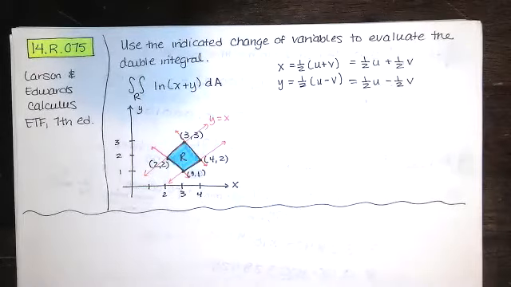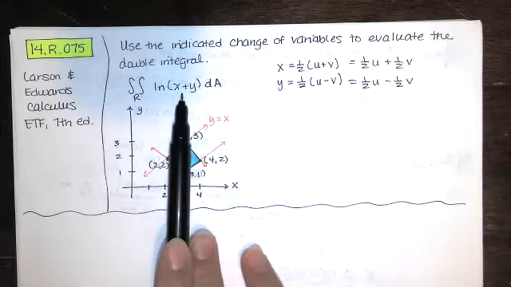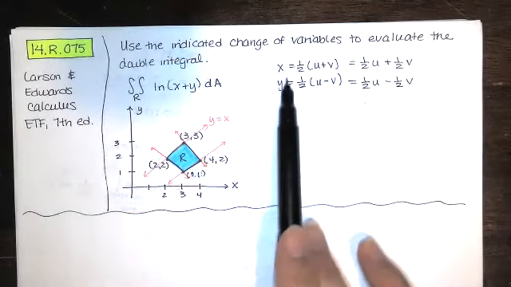In this video, we're solving problem 14.R.075 from the Larson and Edwards Calculus, Early Transcendental Functions text, 7th edition. We're asked to use the indicated change of variables to evaluate the double integral. This is the integral that was given to us. This was the change of variables that was given to us.